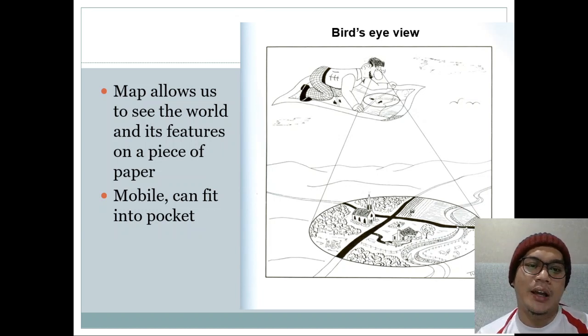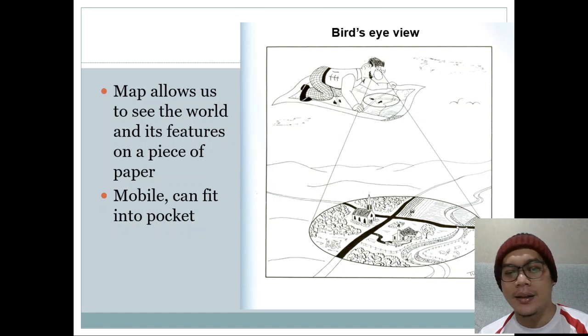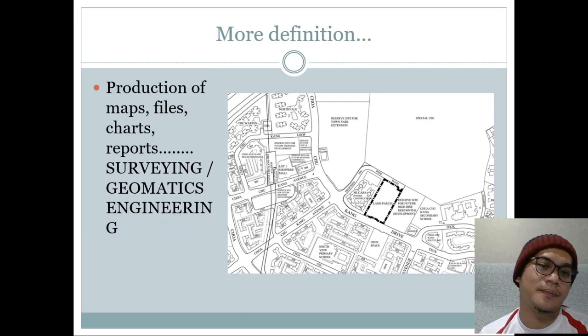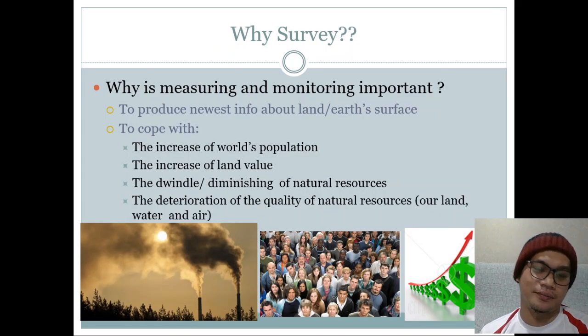So a map allows us to see the world and its features on a piece of paper. So that's the idea. It is scalable, easy, mobile, and it can give a lot of information, direct and indirect. And of course, the production of maps, files, charts, and reports is all about geomatics and so on.